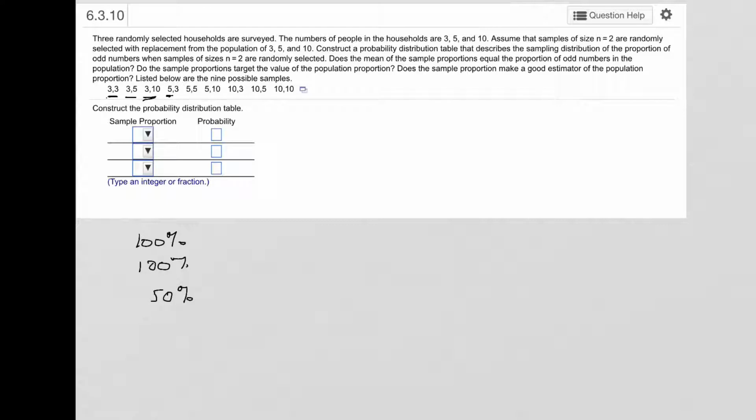And then 5, 3, and 5, 5 are both 100%. I'm just listing these down below. And then 5, 10 is 50%. 10, 3 is 50%. 10, 5 is 50%. And 10, 10 is 0%.